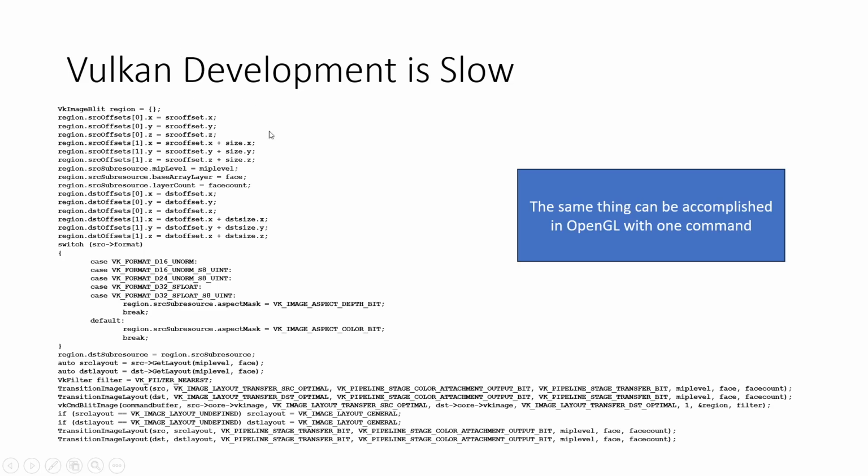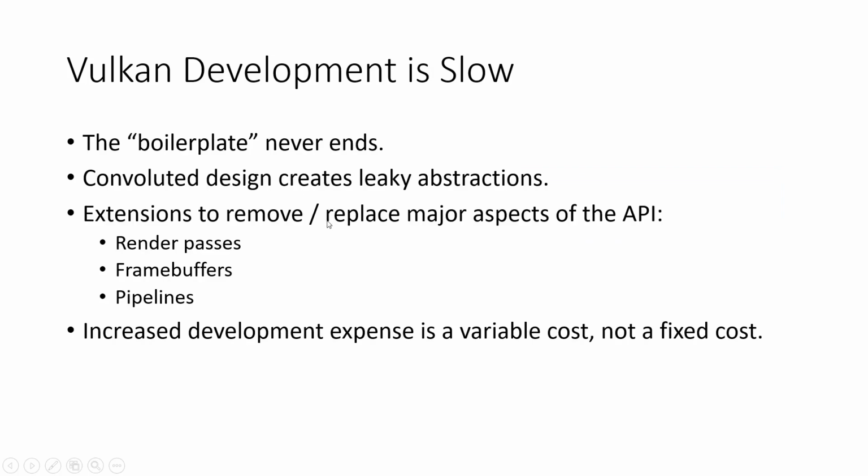This code is actually from a command that is sort of a wrapper, basically my version of GL blit buffer. That might not be the greatest example, but it's easy to understand. But yeah, it's extremely interconnected and interwoven. In fact, I think Khronos knows that they messed up, and that's why we have all these extensions to remove and replace major aspects of the API.